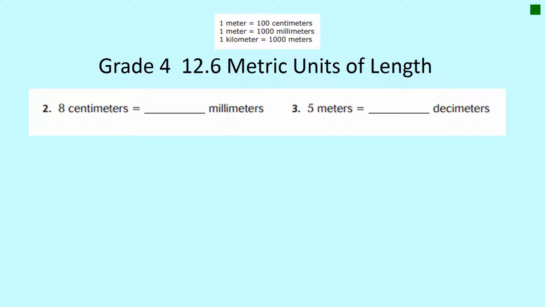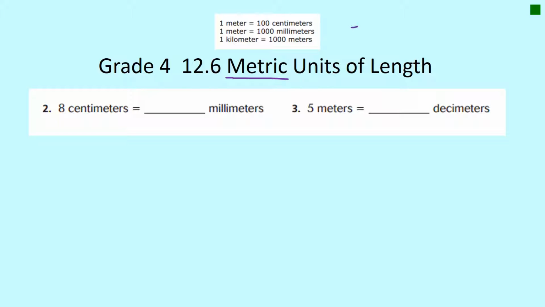Chapter 12, Lesson 6, Metric Units of Length. We've been talking about customary units, right? Now we're moving on to metric units. And I think you'll like metric units because everything is in tens. It's really, really pleasant. It's either 10 times bigger or 10 times smaller, or sometimes 100 times bigger or 100 times smaller. But the math is a lot simpler than in customary measures.